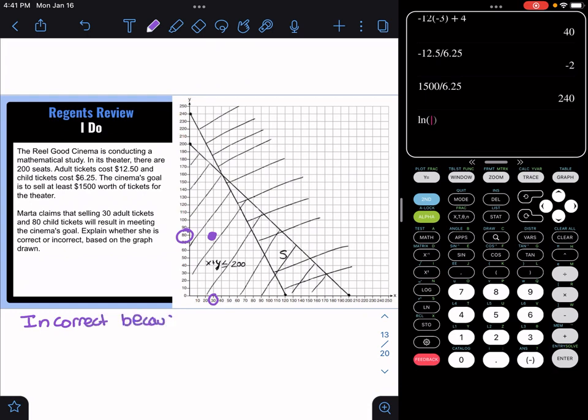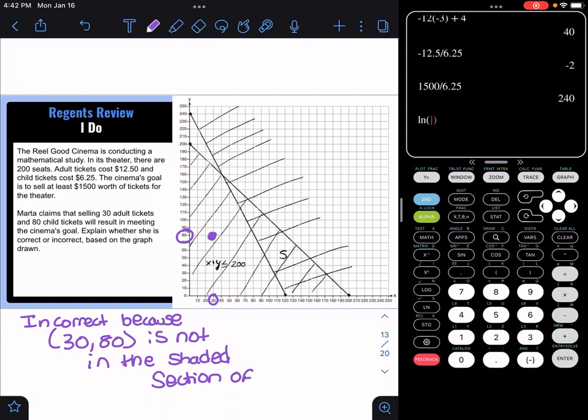Because 30, 80 is not in the shaded section of both inequalities.